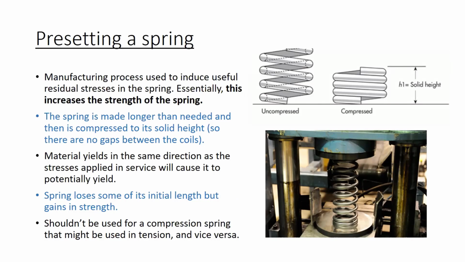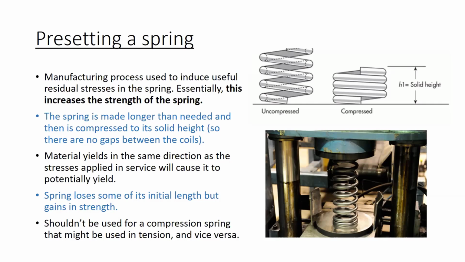So how is it done? It's done by making the spring about 30% longer than it is needed, and then compressing the spring to its solid height. So this is a presetting machine here. You compress it to its solid height so that there are no gaps between the coils. All the coils are touching each other, yielding the material in the same direction as the stress applied in service will. So the spring loses some of its initial length, which is why it was made longer than needed in the first place, but it gains in strength due to these residual stresses.